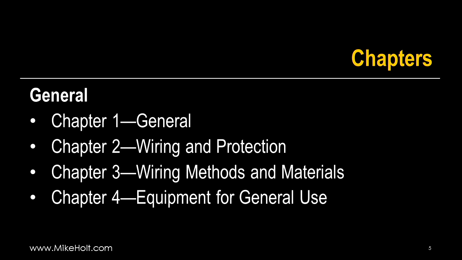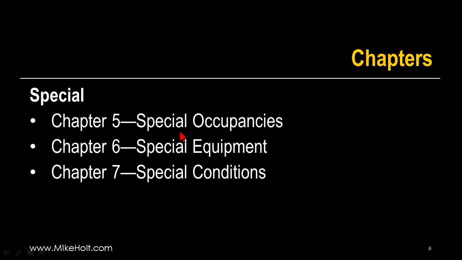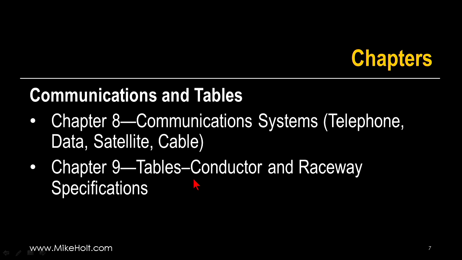Then the code book is broken down into chapters. Chapter 1 is general, Chapter 2 is wiring and protection, Chapter 3 is wiring methods, Chapter 4 is equipment, Chapter 5 is special occupancy, Chapter 6 is special equipment, Chapter 7 is special conditions, Chapter 8 is communications, Chapter 9 is tables. Now, I'm not saying this for you to be able to take a quiz and know what the chapters are about. I probably know the titles of all the chapters, but sometimes I get a little confused, so it doesn't really matter. I just know that when I go to get to a section, I need to know what chapter I'm going to be getting into in the code book, and you'll see how that works out.